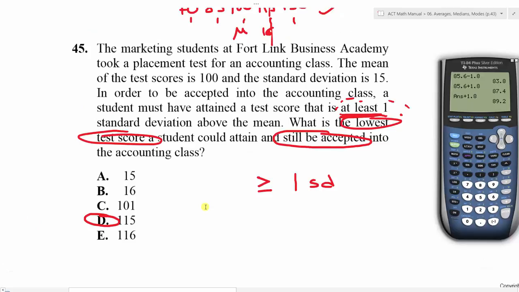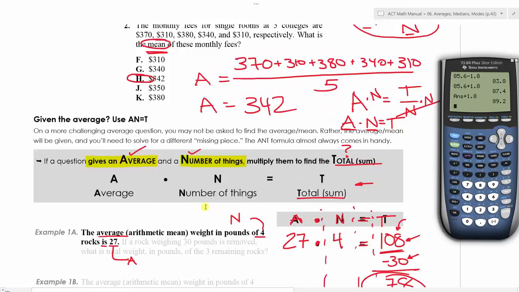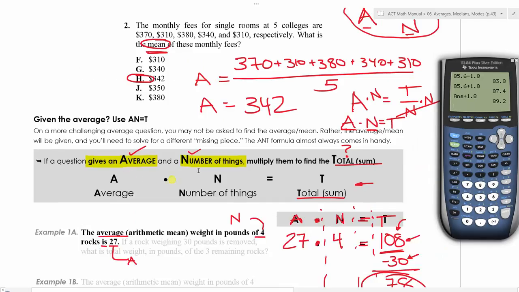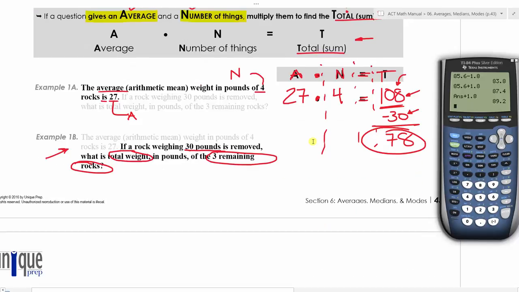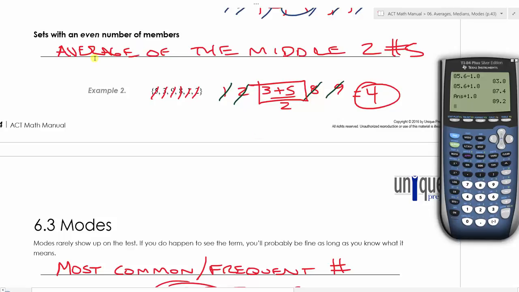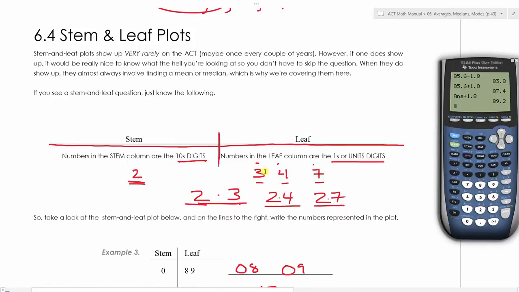That is it for means, medians, and modes. So again, to recap, yes, you need to know the basic average or mean formula. You also should definitely know ANT. You should know that when you're given an average and a number of things, you just multiply those, you find the total, and that should be the key to solving the question. Median, middle number in an ordered set. If you have an even number of members, take the average of the middle two. Modes, most common or frequent number in a set.